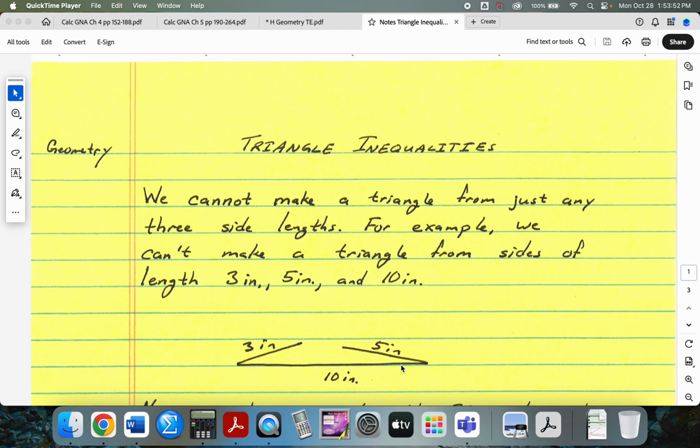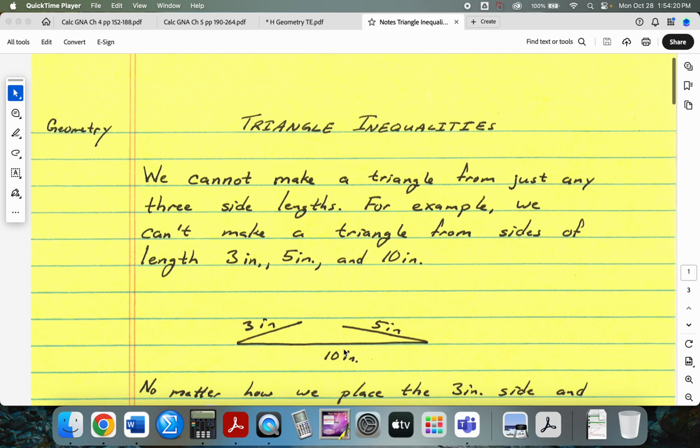If you put the 10 inches down here at the bottom, the 3 on one side and the 5 on the other, no matter how you position those, if they're attached at these ends, they're never going to reach one another. Okay, the 3 and the 5 are too short. They're never going to span this whole distance.